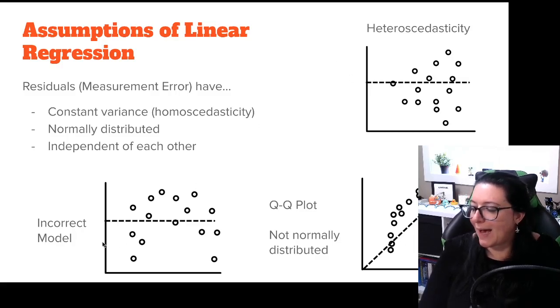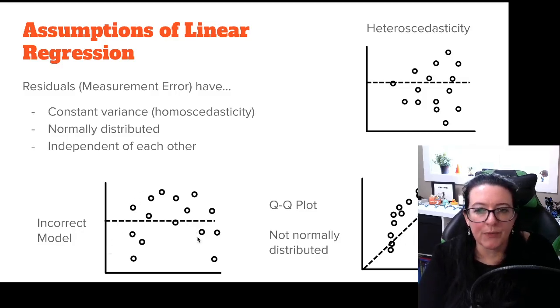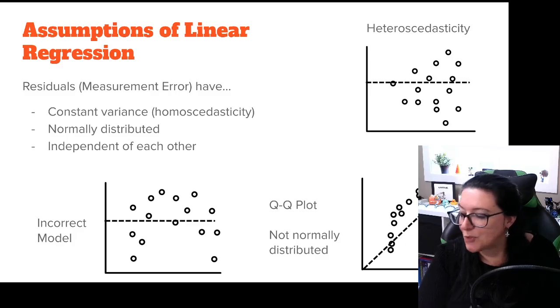If there is a pattern to the residuals, then we have the wrong model. So this particular one here would show us the linear model is not appropriate. The underlying data is not normal. It has some kind of other pattern to it.